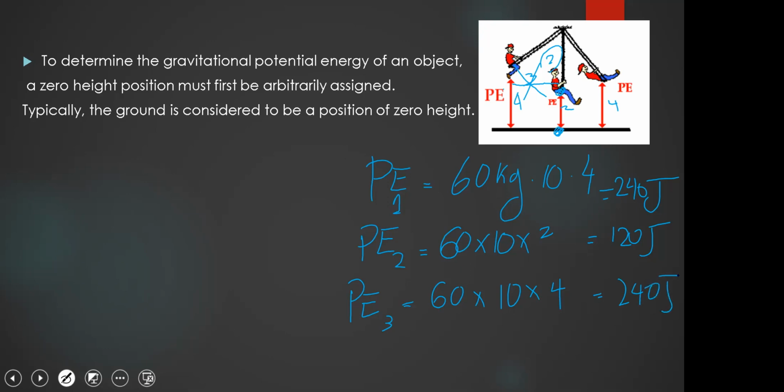So since you need to find the potential energy, you need a reference point. This reference point has a zero height from the ground. Then after that, you have to find the potential energy with a vertical height.